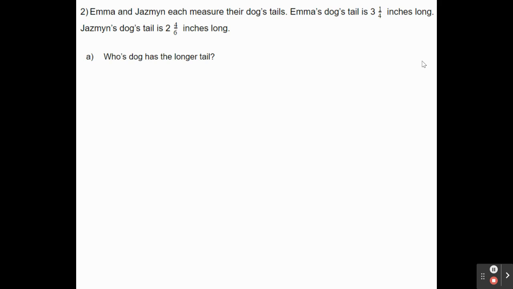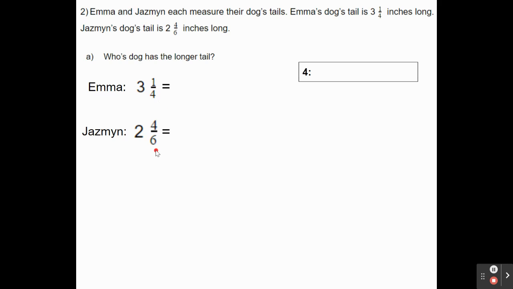We know from the word problem that Emma's dog's tail is 3 and 1/4 inches long, but Jasmine's is 2 and 4/6 inches long. We can see that both of these mixed numbers have different denominators, 4 and 6. We need to create equivalent fractions so that the denominators are the same so that we can successfully compare these mixed numbers. To do this, we are going to list out our multiples of 4 and 6 to find a common denominator. So let's start with 4.